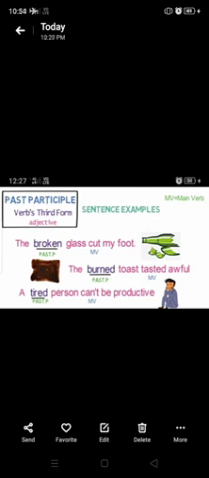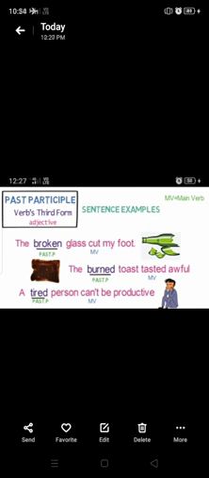So here we form the past participle by using the verb third form. So in this example, the broken glass, even though the word is a verb, it is not acting like a verb, but instead it is acting like an adjective that is modifying the noun. So here the word broken is the past participle.